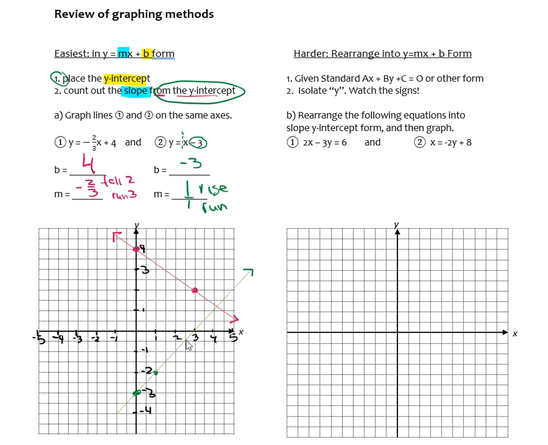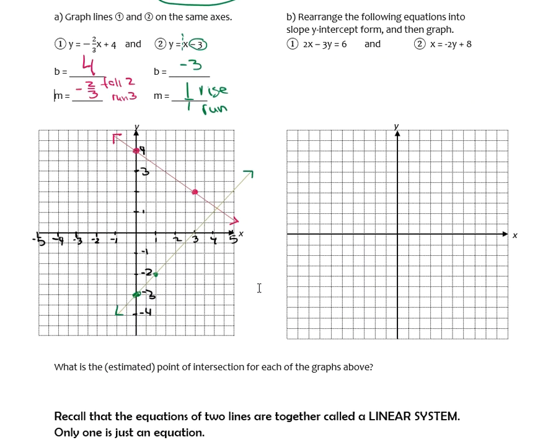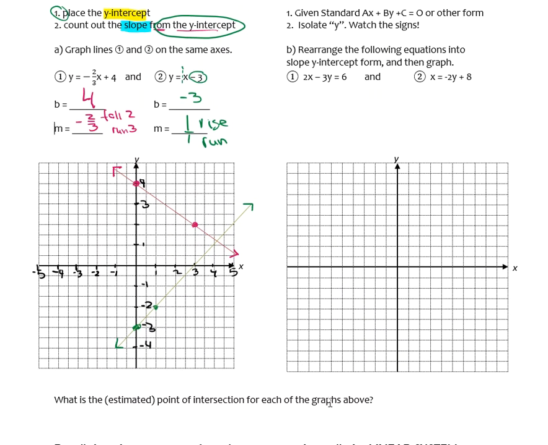So I've got an arrow here and an arrow here. Now I'm looking for the point of intersection. That's what it says underneath here. What is the estimated point of intersection for each of the graphs above? So the first one, estimated. See the word says estimated because I'm using a graph and I'm just doing the best I can.